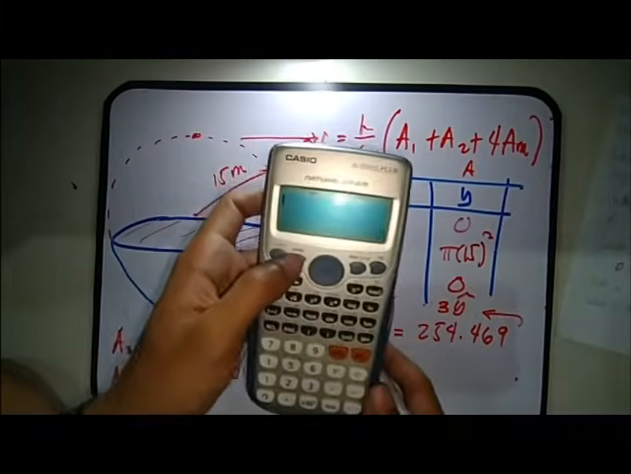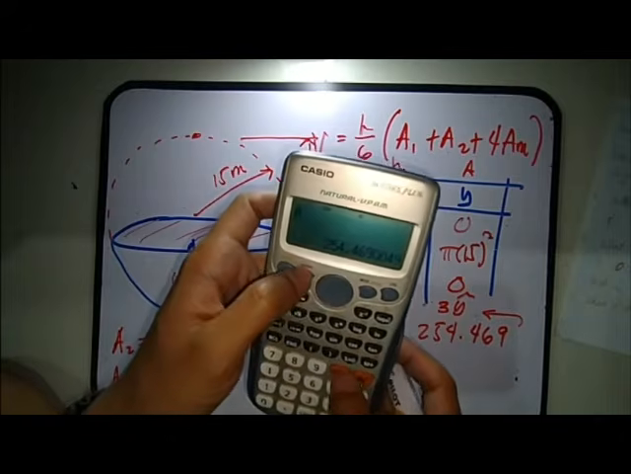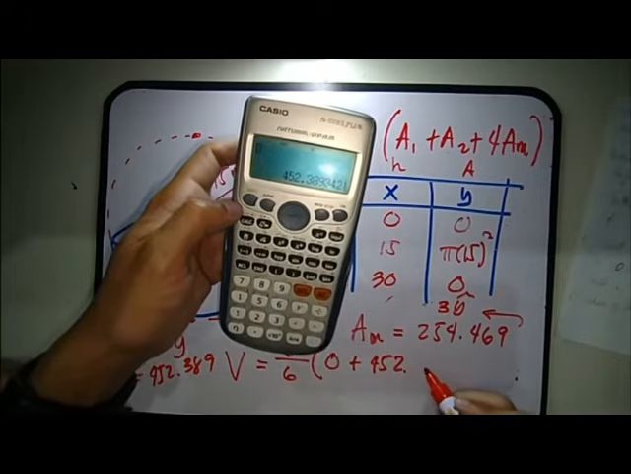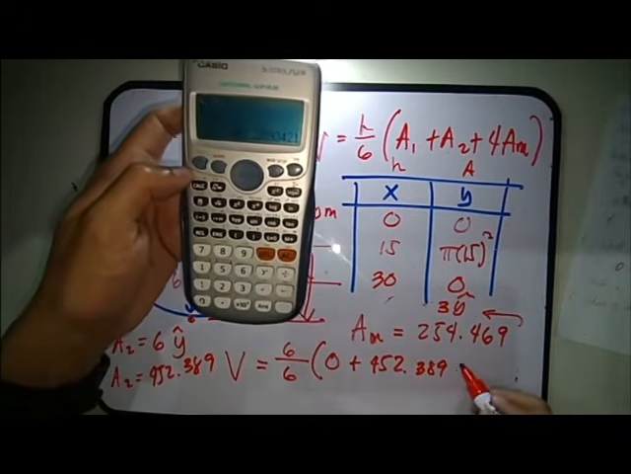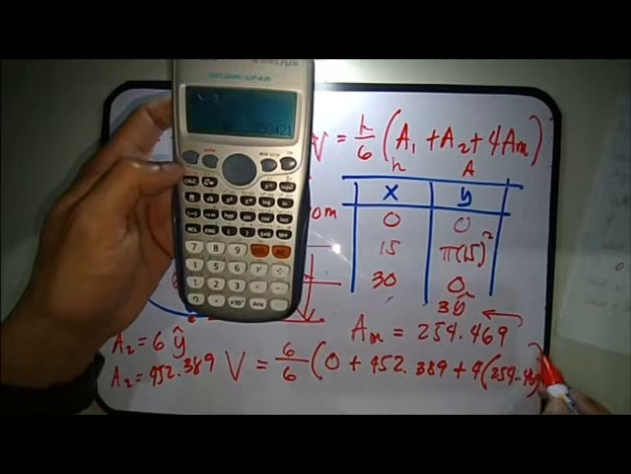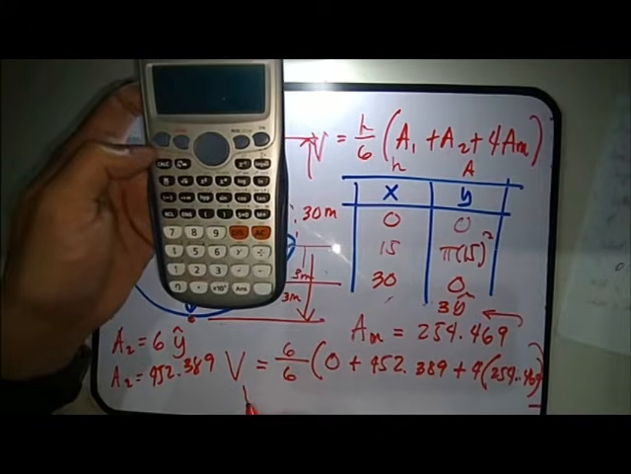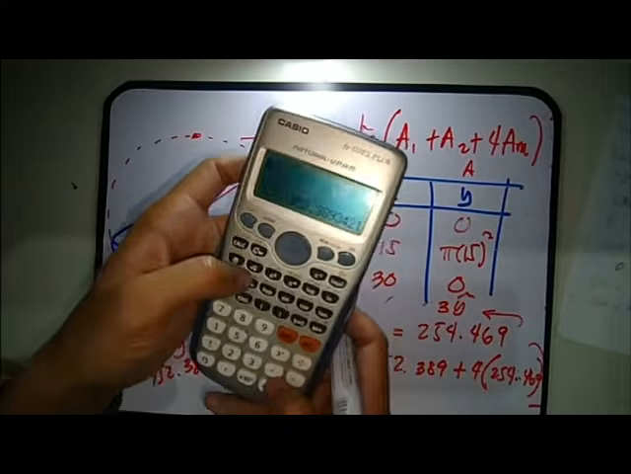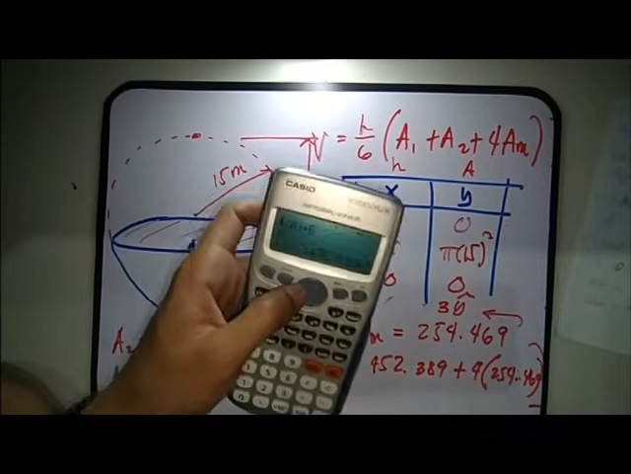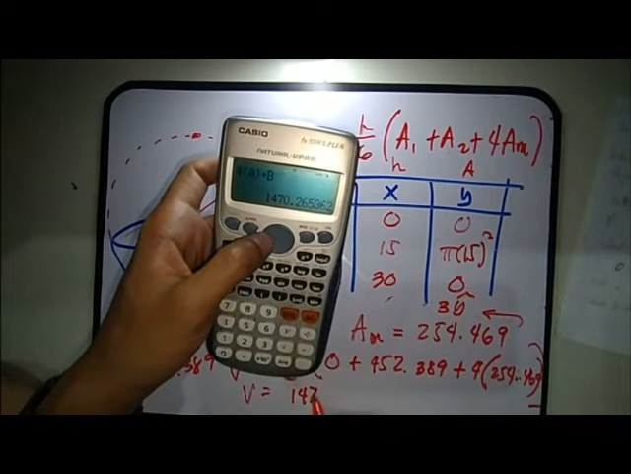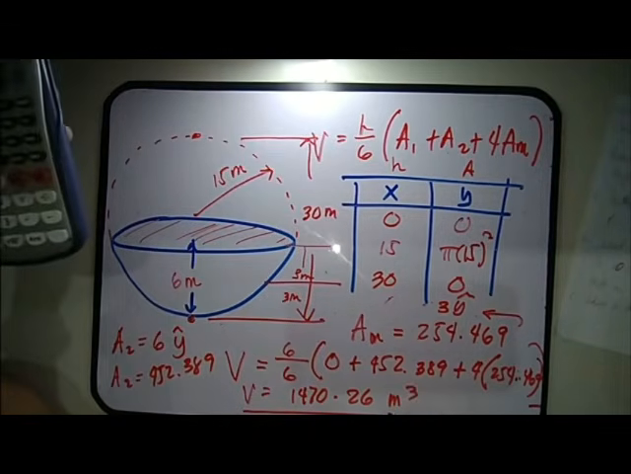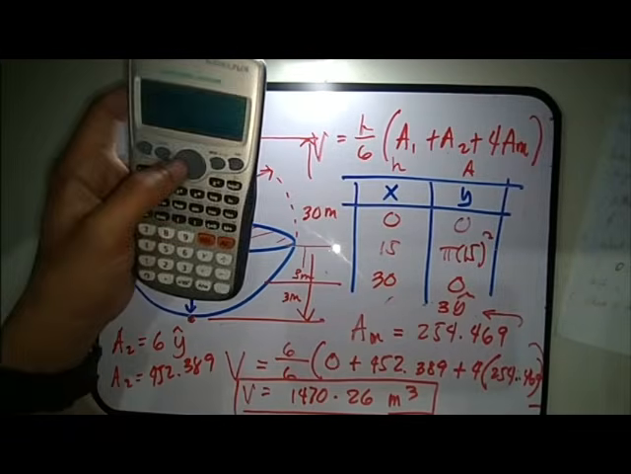So, 0 plus A1, A2, you have alpha A. So, that, alpha B, that is 452.389 plus 4 times mean area. Ito, 254.469. So, volume equals, add lang natin. So, yung answer natin is 1470.26 cubic meters. Yun. So, isa-isa natin ang first step.